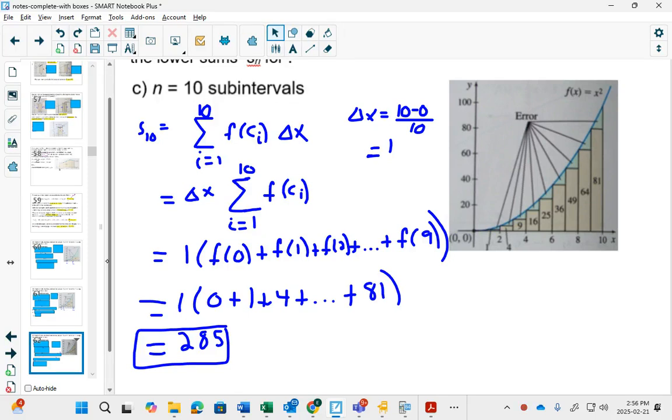Anybody else want to put out their guesses based on the error that's there? How much do you think all that error would add up to? 300 exactly? 300 would be nice, wouldn't it? 333. And the actual answer, that's very close. 333 and a third.